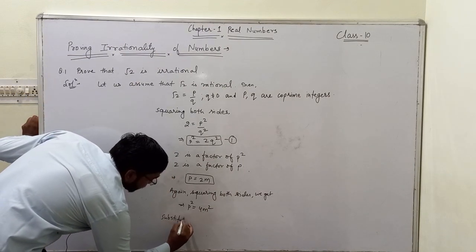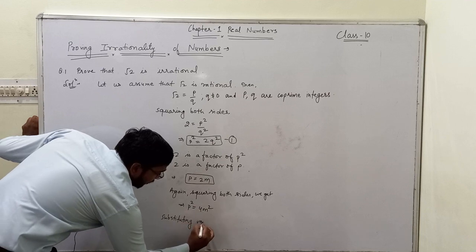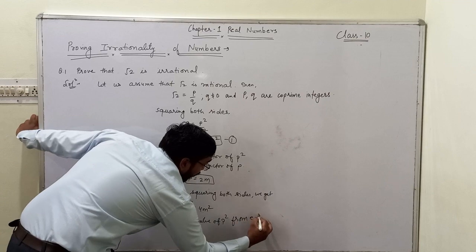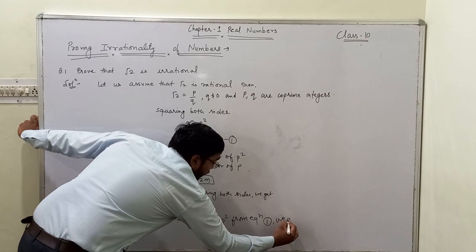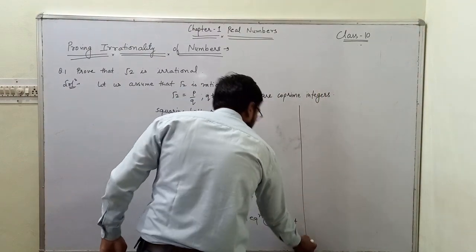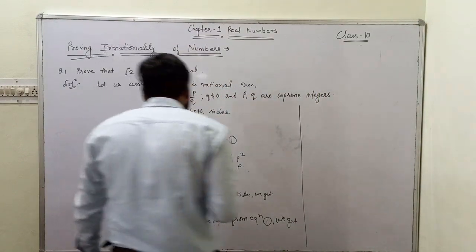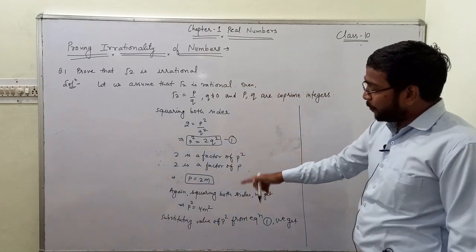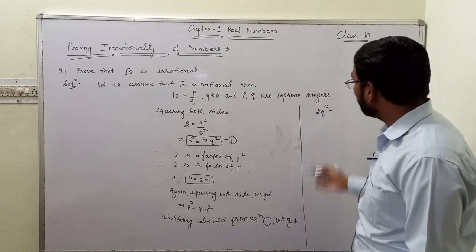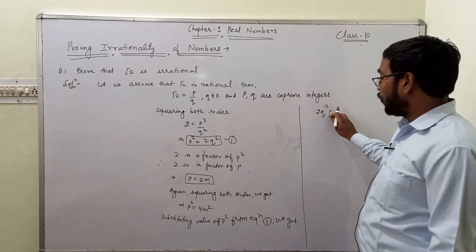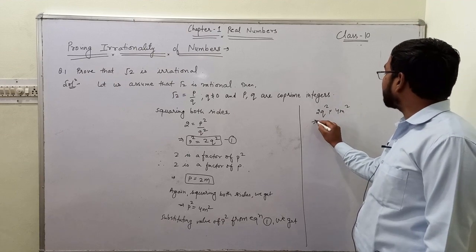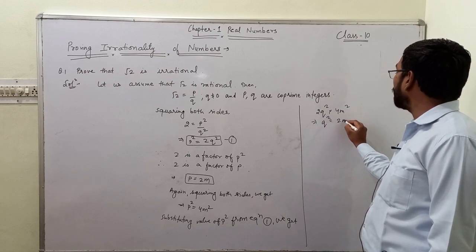Substituting the value of p square from equation 1, what do we get? Putting p square equals 2q square, we get 2q square equals 4m square, which is written on the right hand side. On solving this expression, I will get q square equals 2m square.